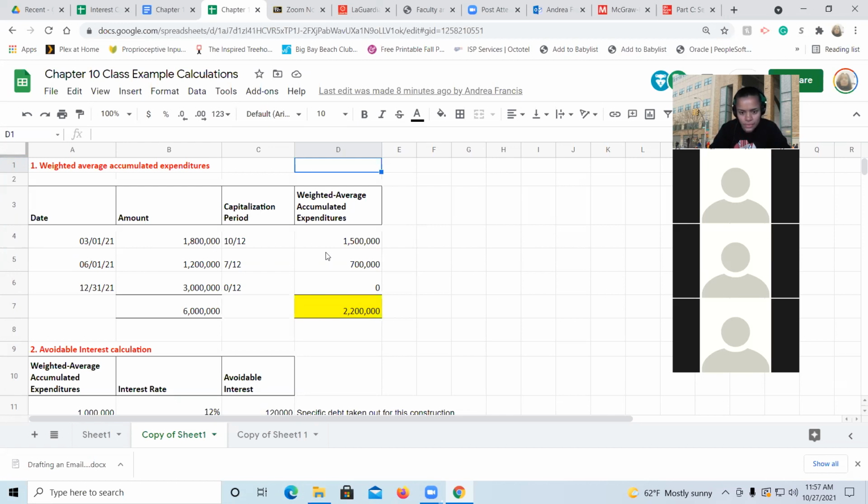How many expenditures were there, about 5? I'm going to give you about 6 or 7 minutes. So by 12:04, I'll ask someone to walk me through what they did with step 1. And please ask me questions. You don't have to suffer in silence if you need help on where to start. So you have from now until 12:04 to do step 1, which is the weighted average accumulated expenditures for question 17.